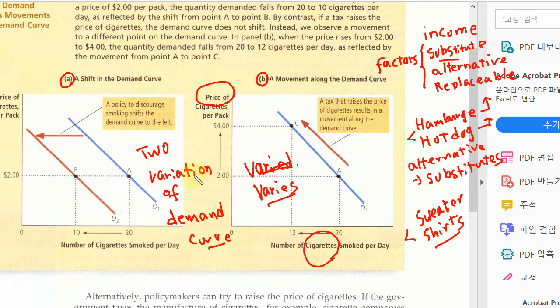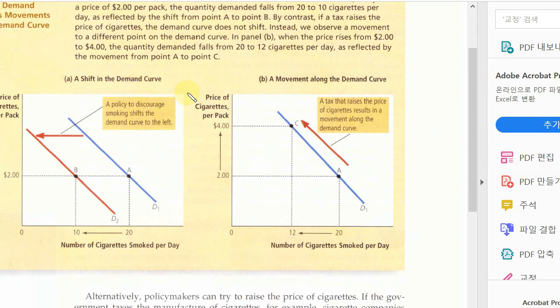Okay, another factor which influences the demand curve is a complement. Okay, complement is like this.